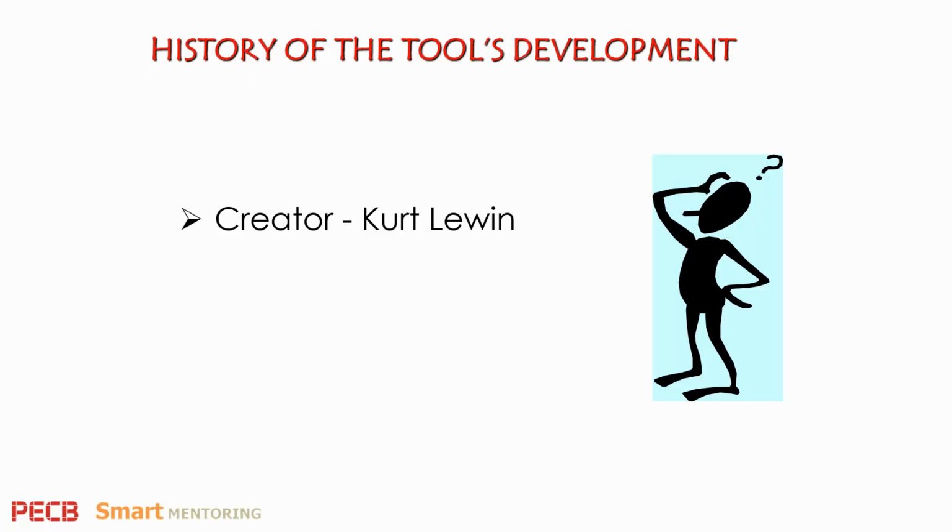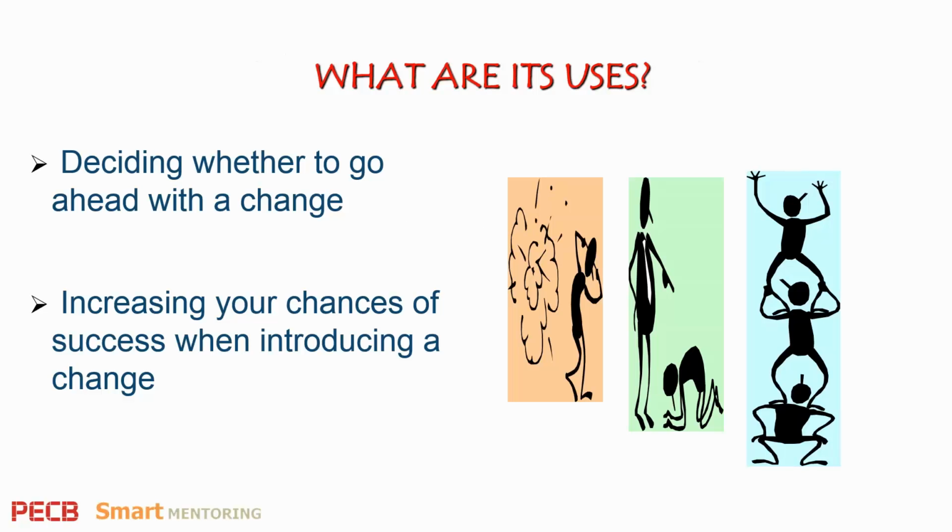So who created this tool? A guy called Kurt Lewin, L-E-W-I-N, which you can see on the slide. This tool was created in the 1940s, so it's been here for a while. It was originally used in the field of social psychology, but today it is used in business for go, no-go decisions on projects. The go-ahead decision.